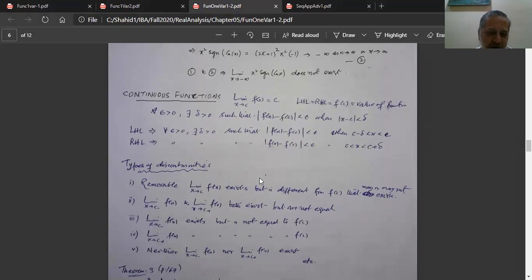Continuous functions, that you are familiar with the idea of continuity, that limit and the value of the function are same, then the function is continuous. Left hand limit, right hand limit is equal to value of the function. Or for every epsilon, there is delta, such that limit has been replaced by the function value. That images are close to the image f(c) whenever pre-images are close to c. So left hand side, left continuity, right hand side, right continuity. If the function is both left continuous and right continuous, then the function is continuous.